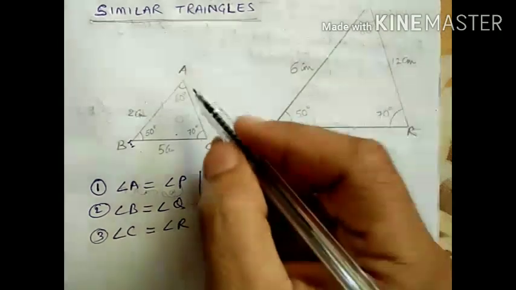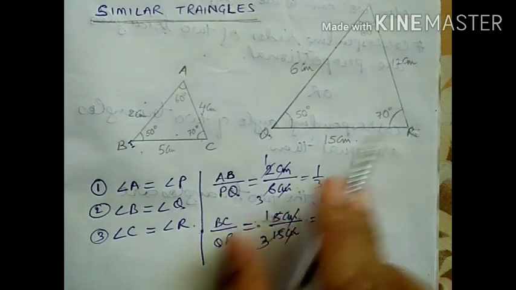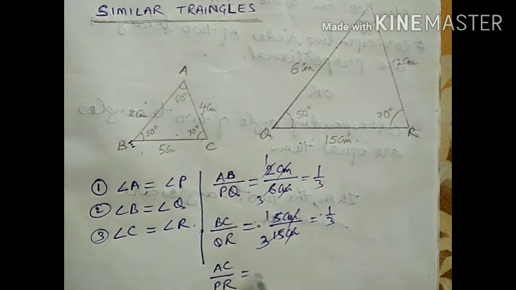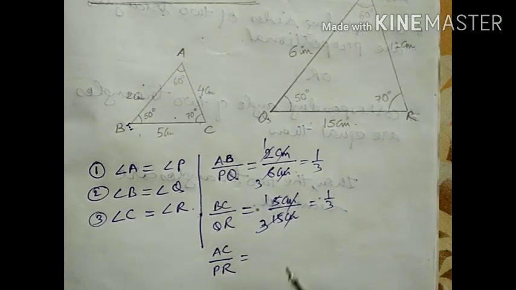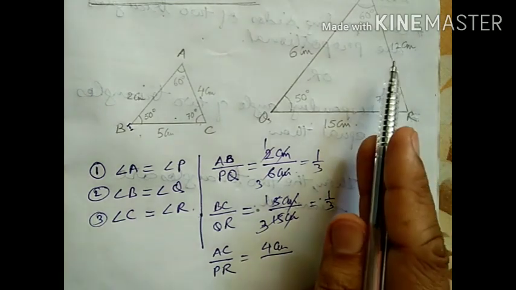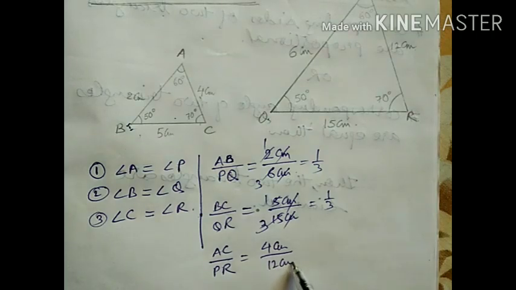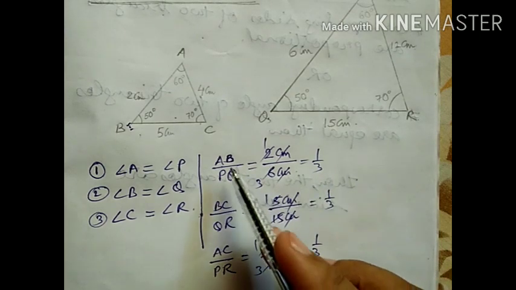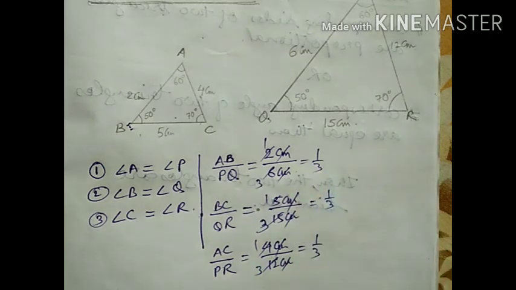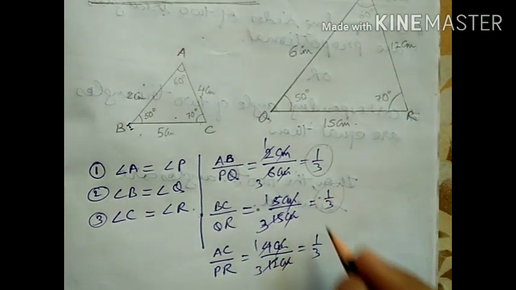Likewise, if I divide the another side, AC by PR, AC is 4 centimeter and PR is 12 centimeter. 4 1 3, that means 1 by 3. Now in all the three cases, when you divide all the three sides of the triangle, you find the answer to be same, that is 1 by 3, 1 by 3, 1 by 3.